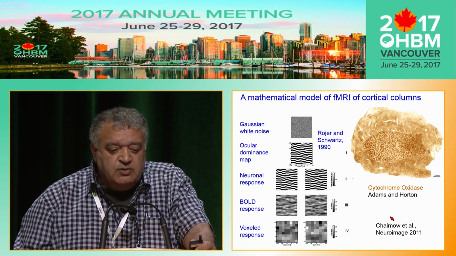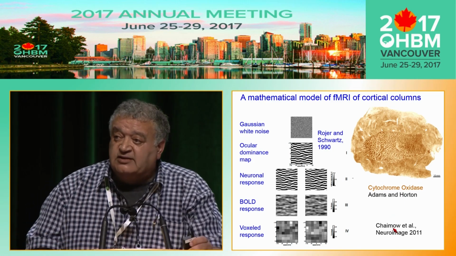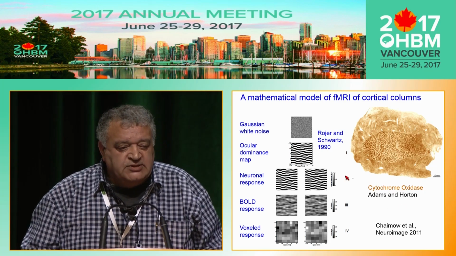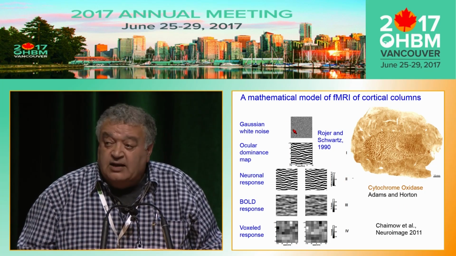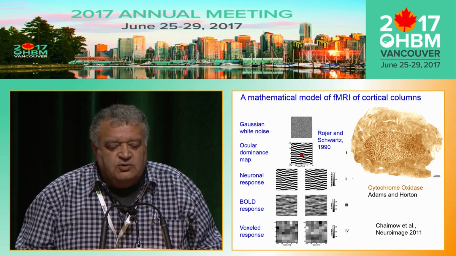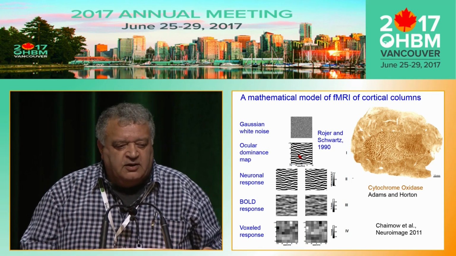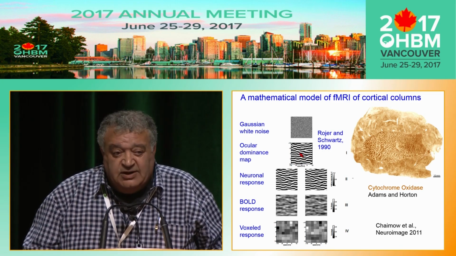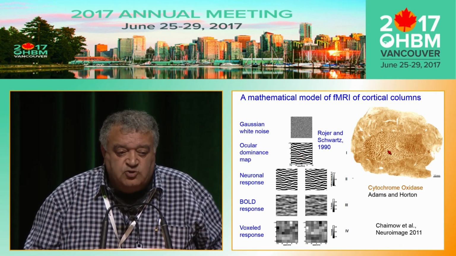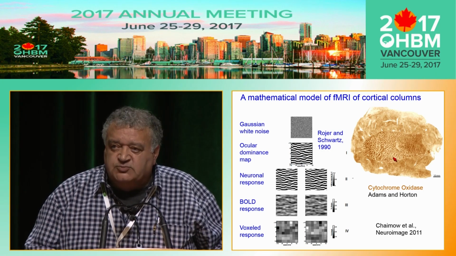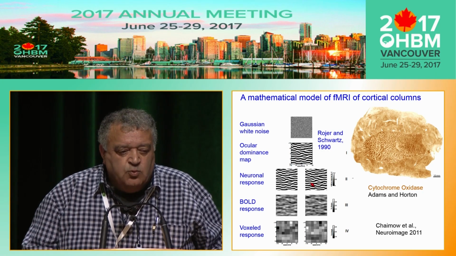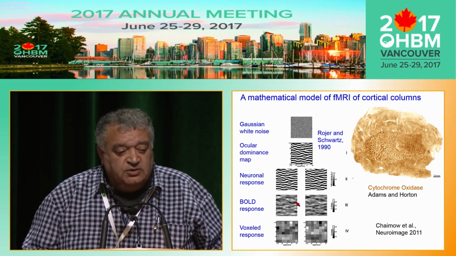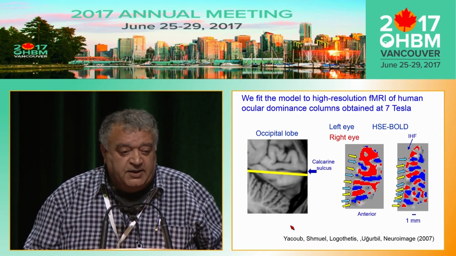In order to do that, we modified the model that we published back in 2011 for understanding the mechanism of decoding of cortical columns. The model is based on Gaussian white noise patterns that we low-pass filter with an anisotropic kernel. This gives us a pattern which is very similar quantitatively to ocular dominance columns in humans, as shown here from post-mortem cytochrome oxidase. We simulate a response to left eye, right eye. We convolve with the BOLD response, and we simulate K-space sampling.